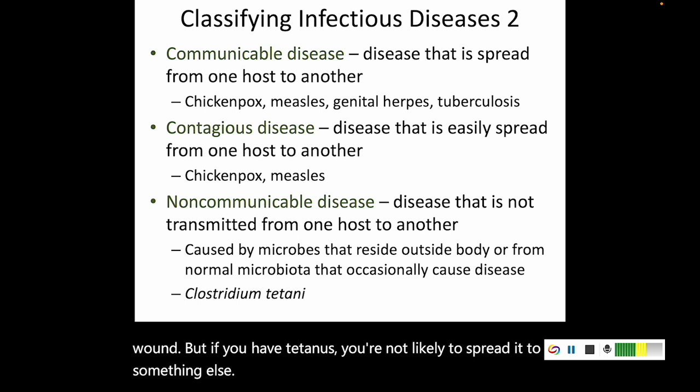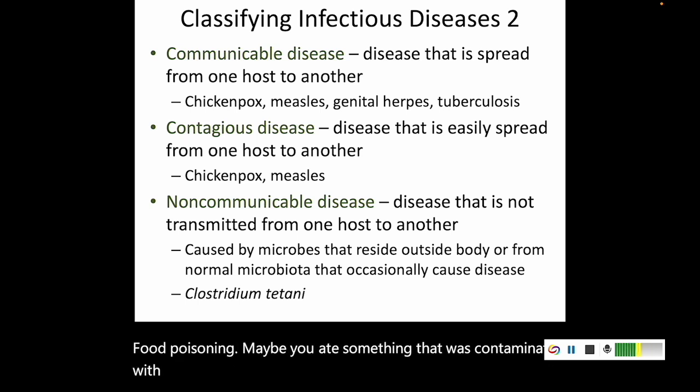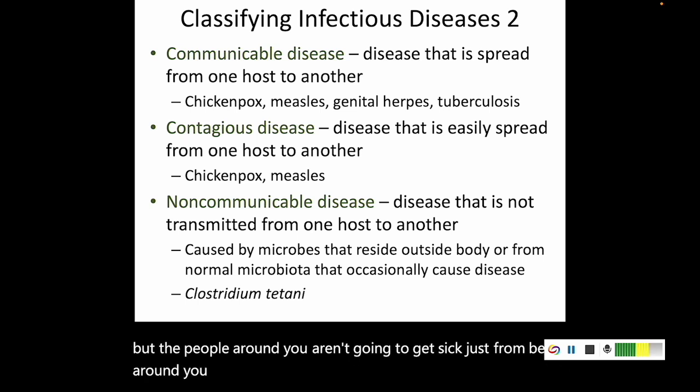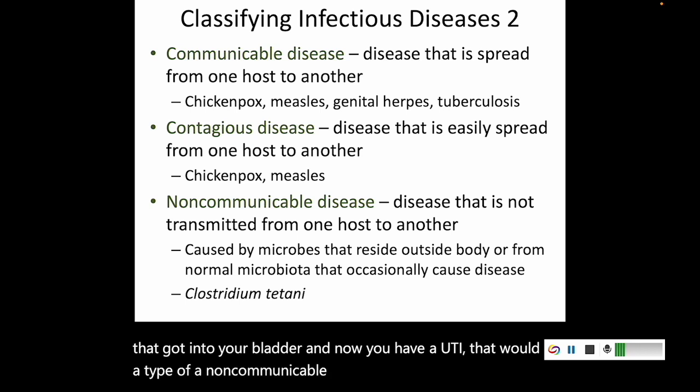Food poisoning. Maybe you ate something that was contaminated with E. coli or with staphylococcus, and now you're sick with that. But the people around you aren't going to get sick just from being around you. Or if you have a UTI from your normal microbiome that got into your bladder and now you have a UTI. That would be a type of a non-communicable disease.